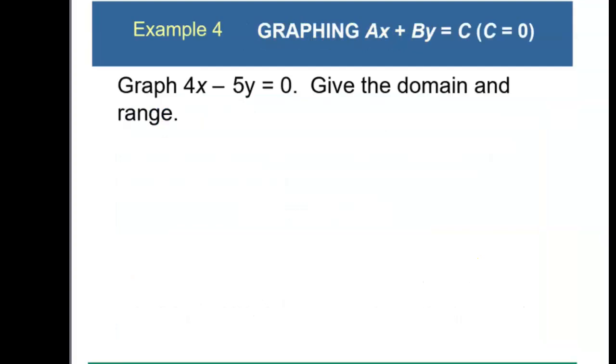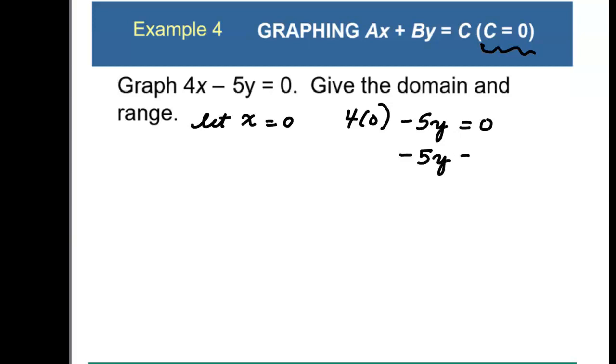So let's look at an example. So let's say we're asked to graph 4x minus 5y equals 0 and name the domain and range. So when c is 0, we have a line that goes through the origin. So if we let x equal 0, we have 4 times 0 minus 5y equals 0. That gives us negative 5y is 0. Divide both sides by negative 5, and you can see here that the point 0, 0 is on the graph. That is the origin. We will need a second point to plot on the graph.